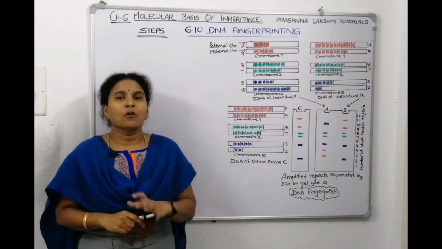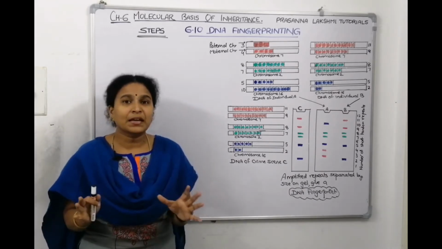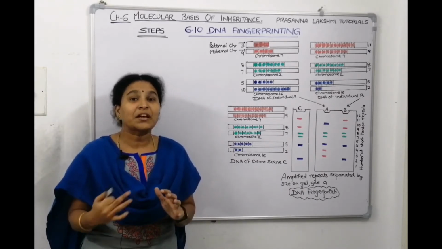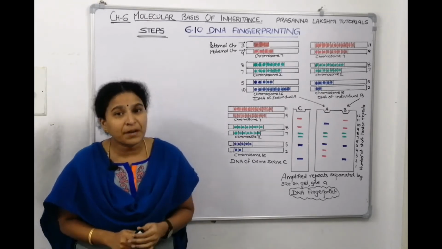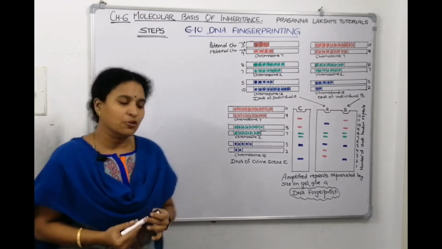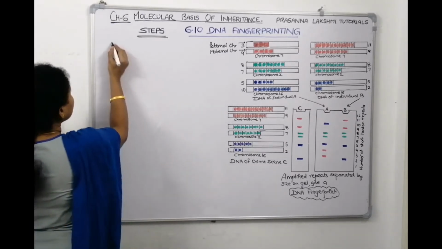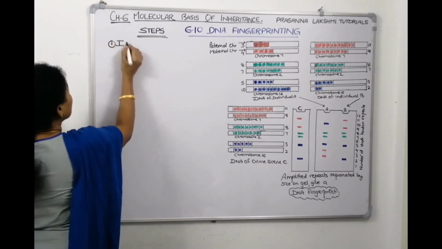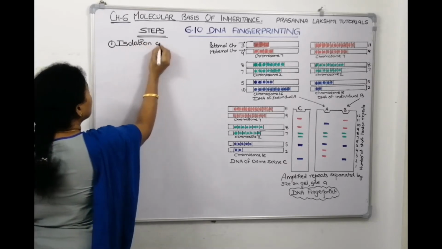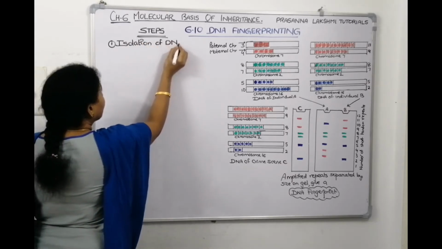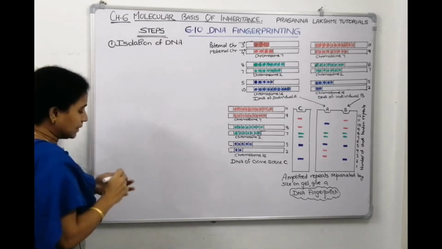So, from there also, wherever, whatever we get which is having DNA, from there we will try to isolate the DNA. That is the first step. What's the first step in DNA fingerprinting technology? Isolation of the DNA, right? First step is isolation of DNA.